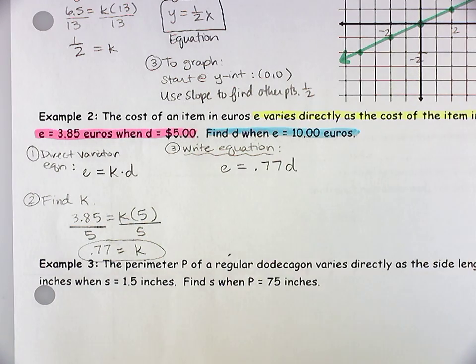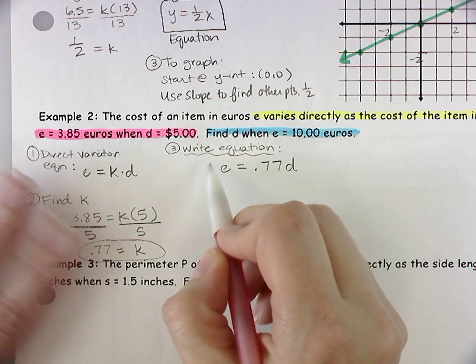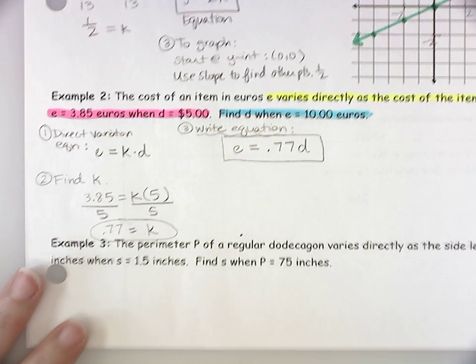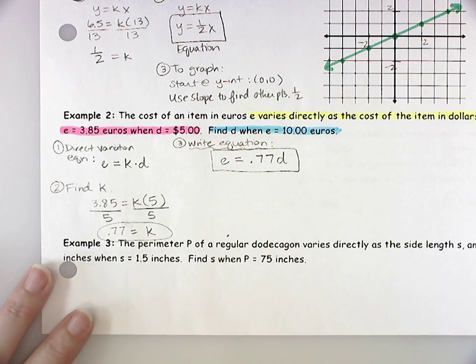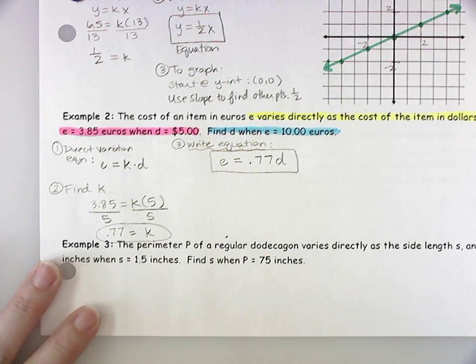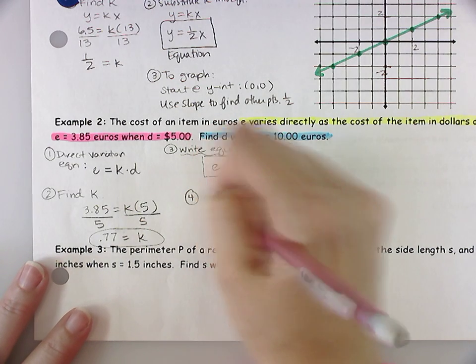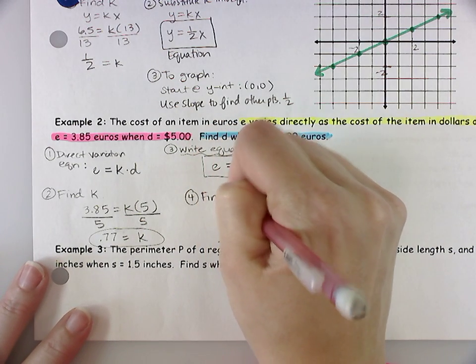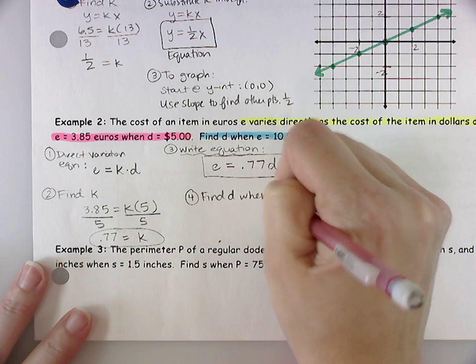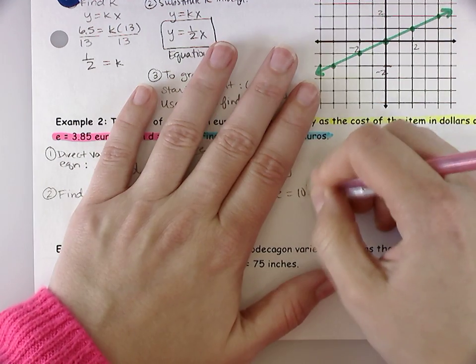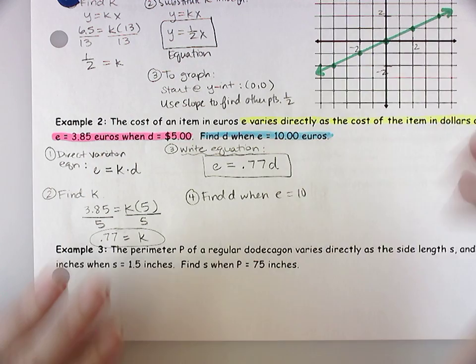Okay, so it tells you that in a lot of cases it'll tell you to actually write your equation. So I do want you to write your equation. That's how it'll look on your quiz as well. So this is going to be your equation. And then it says to find D when E equals 10 euros.